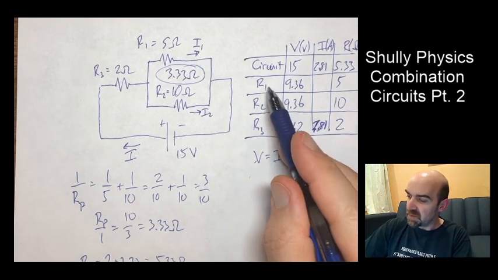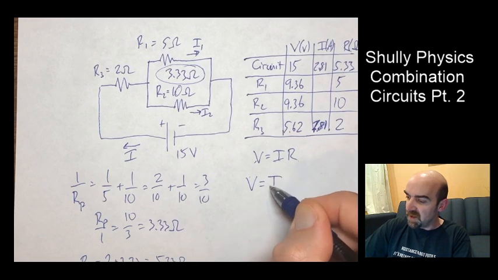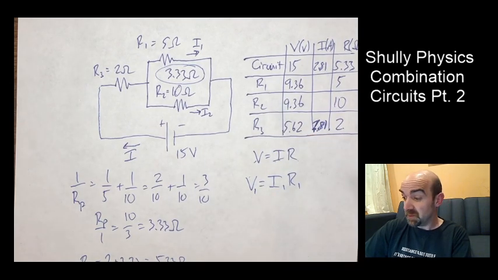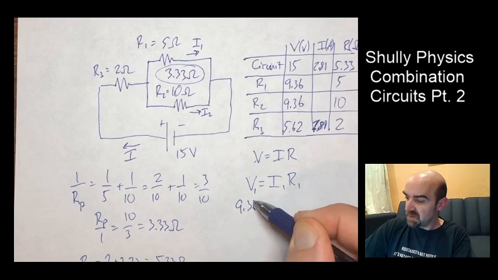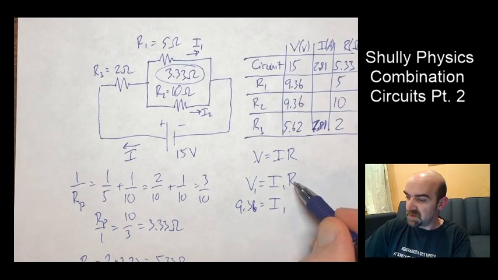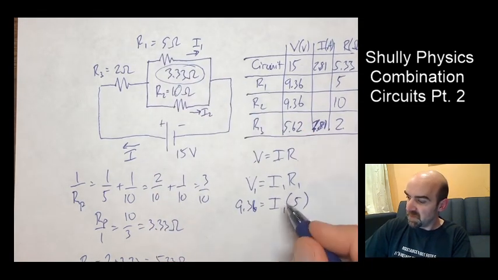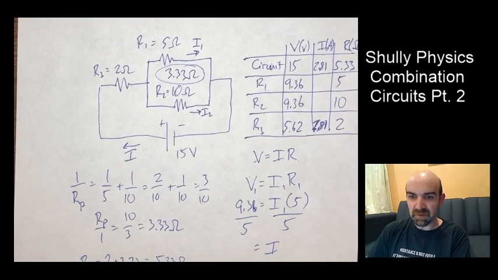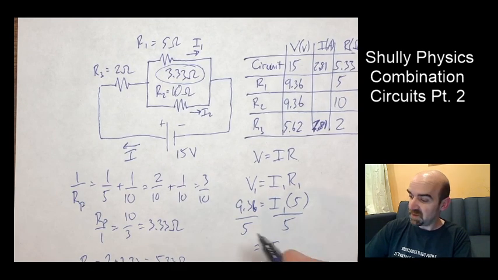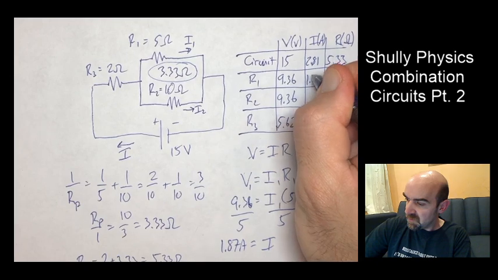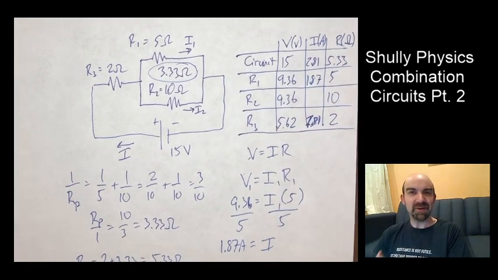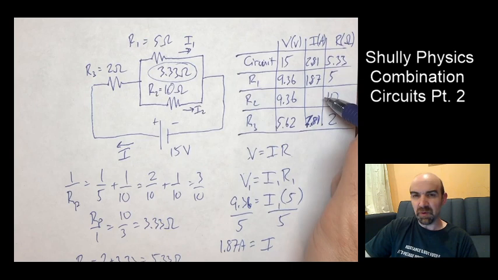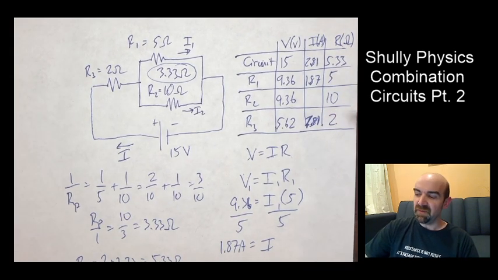So V for R1, so V equals I1 R1 is what I'm plugging in here. And the V across, we could call it V1, that's fine, is 9.36 equals I1 times R1, which is 5 ohms. So if I divide by 5, I should get the current there. All right, so 9.36 divided by 5 is about 1.87. Now, will 1.87 also be the current through the 10 ohm resistor? Will it be greater? Will it be lesser? If you're thinking lesser, that's correct.